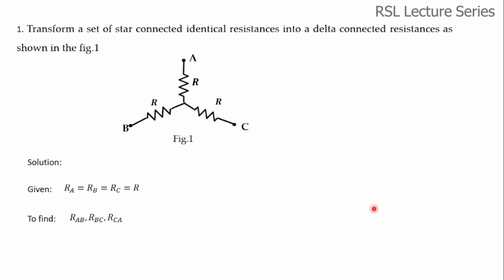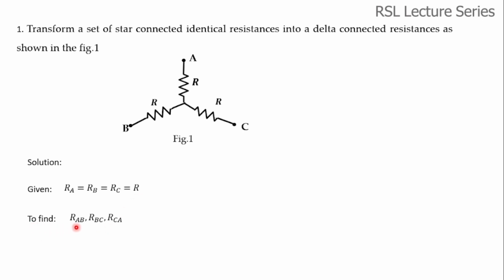Now we'll solve some problems. The first one is: transform a set of star connected identical resistances into delta connected resistances, as shown in figure 1. This is a star connected network whose resistors have value R, three identical resistors connected in star. First we'll write the given data. The resistor connected to terminal A is RA, this is RB, and this is RC. All the values are equal, so RA is equal to RB is equal to RC is equal to R.